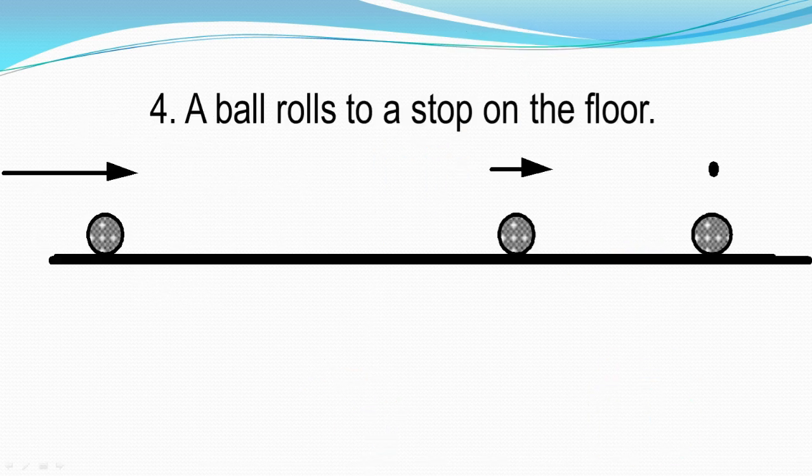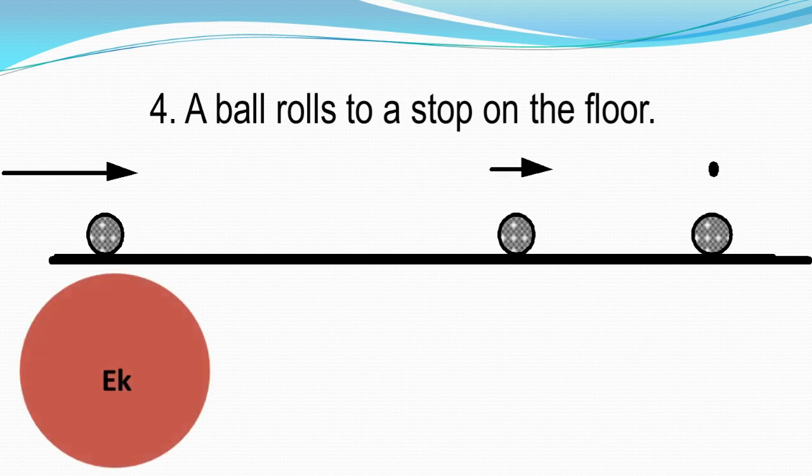A ball rolls to a stop on the floor. So we observe at the beginning the ball is moving fast, then it slows down, then it comes to a stop. It's on the floor, so we don't have any gravitational energy. It's moving, so we do have kinetic energy. That's all we see. As it rolls across the floor, it creates thermal energy.